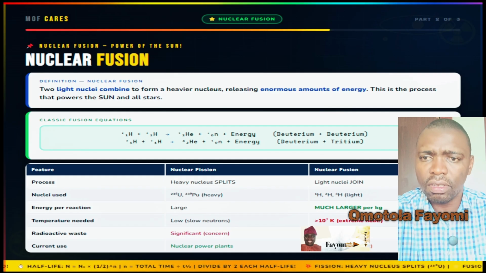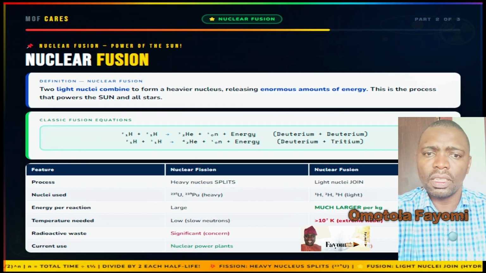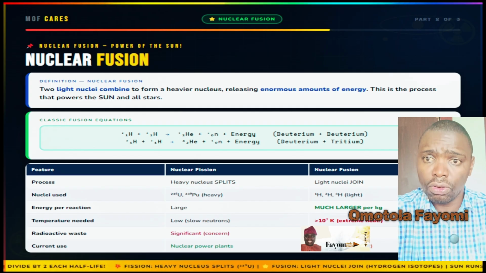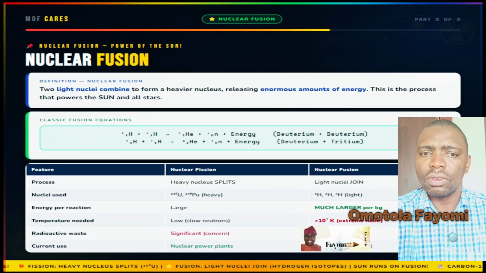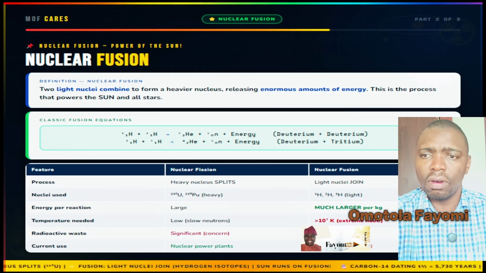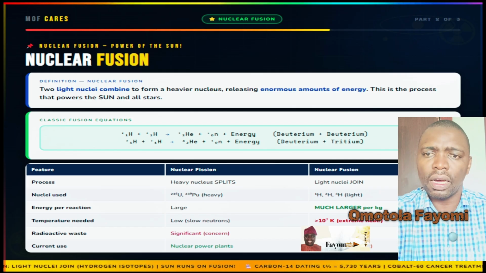If fission is the power of splitting atoms, fusion is the power that keeps the sun burning for billions of years, and it is the ultimate energy dream of humanity. Nuclear fusion occurs when two light nuclei combine. They fuse together to form a heavier, more stable nucleus, releasing tremendous energy.